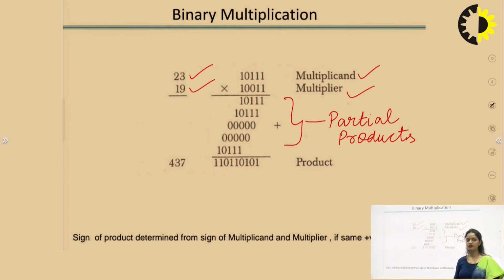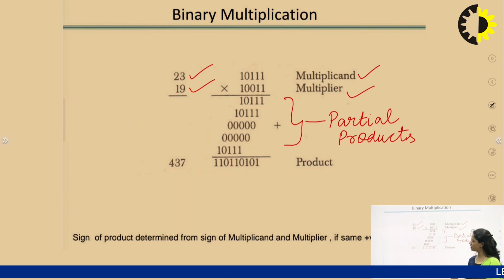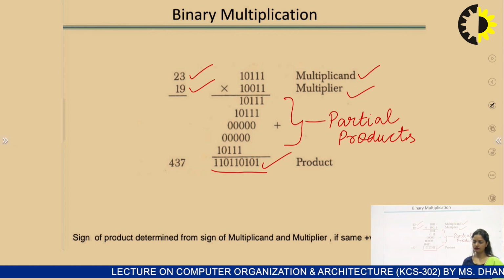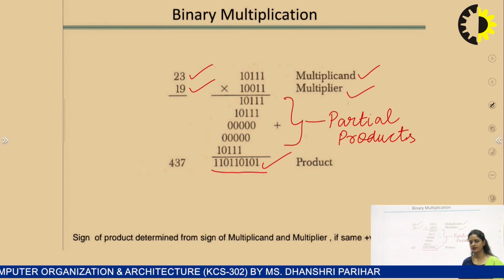Intermediate result of your multiplication. And after addition of these partial products, we will get the end result which is known as the product, that is 437. So in this binary multiplication, we will get the binary code of 437. For us humans, it's a very easy task to perform the multiplication. But in a computer system, we have to use certain algorithms to perform binary multiplications.